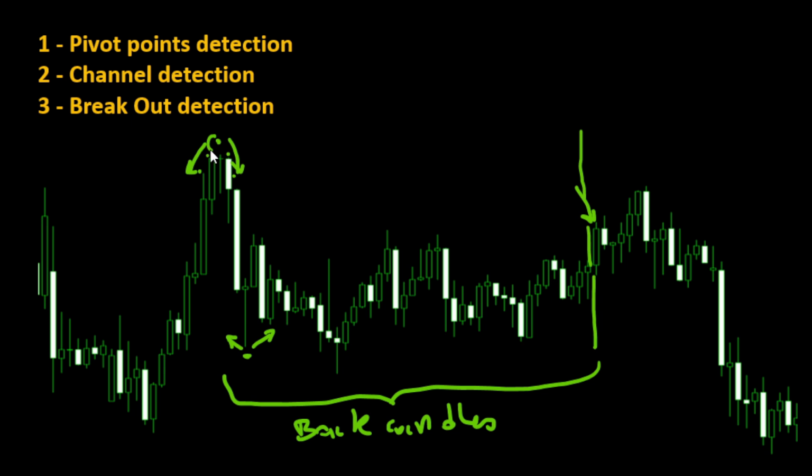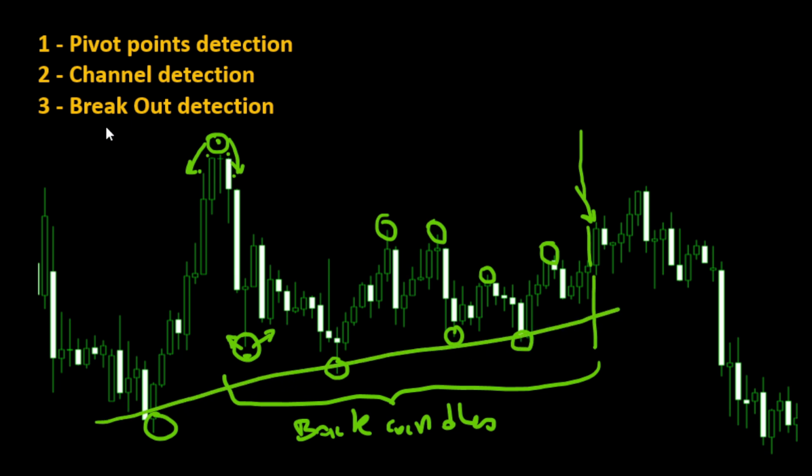So here we have a high pivot. Here we have a low pivot. This is a low pivot as well. High pivot here, low here somewhere. This is a high one. And probably this one as well. So these points, then we're going to use them to make a fit. We're going to fit a line.